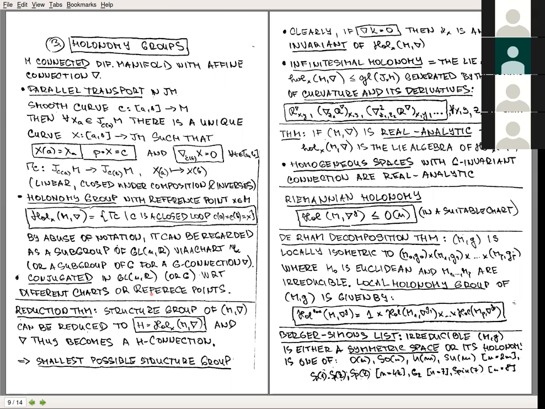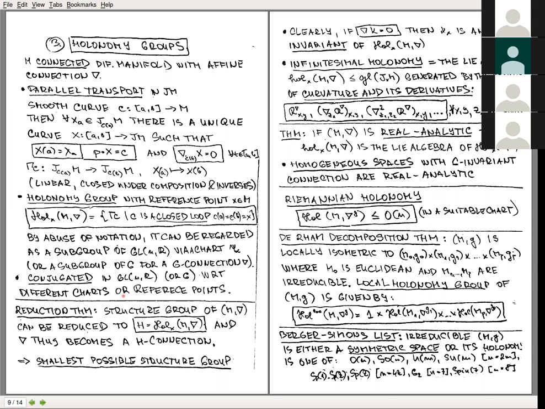If we choose different charts or different reference points, then these holonomy groups are always conjugated in GL(n, R), thanks to the connectedness on different components. The holonomy groups could be completely different, of course.